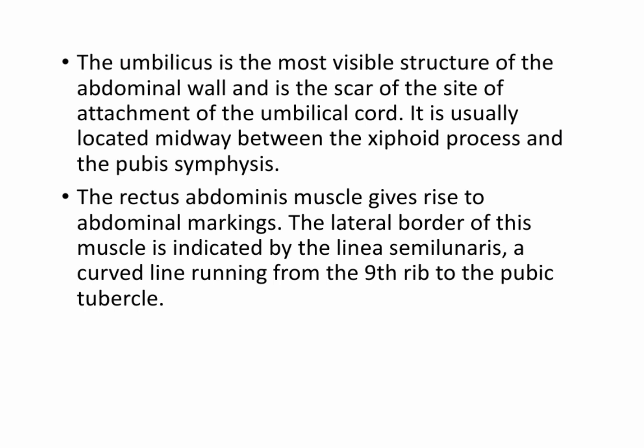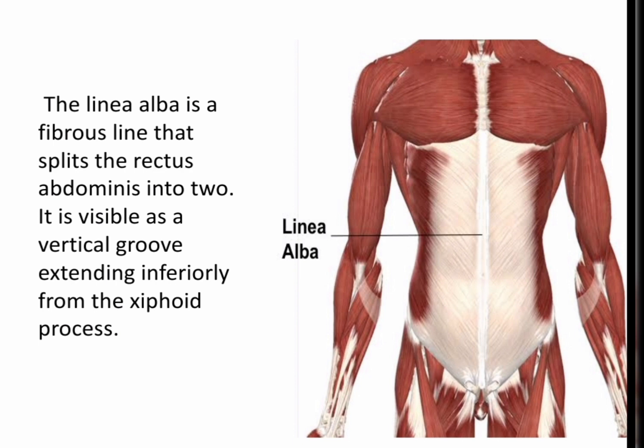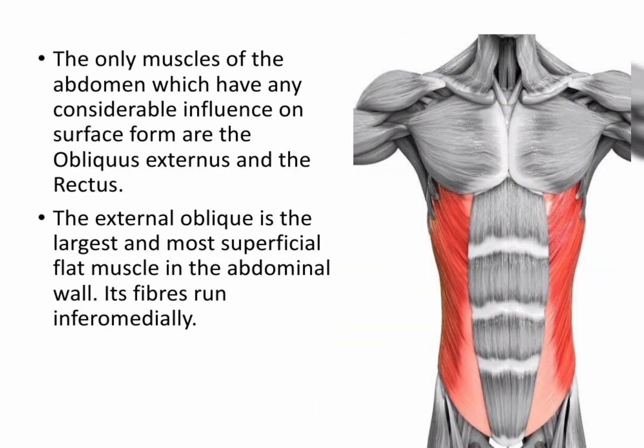The rectus abdominis muscle gives rise to the abdominal markings. The lateral border of this muscle is indicated by the linea semilunaris, a curved line running from the ninth rib to the pubic tubercle. Looking at the linea alba, it is a fibrous line that splits the rectus abdominis into two. It is visible as a vertical groove extending inferiorly from the xiphoid process.